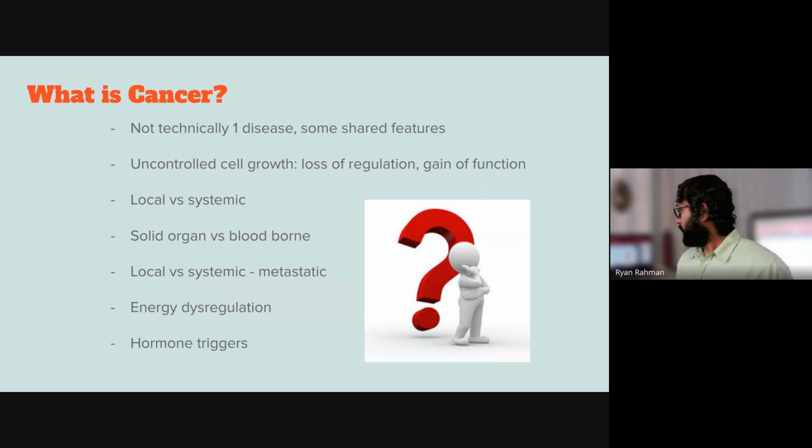So what is cancer? We call it one disease, but really it's not one disease. Cancer has a lot of shared features, and so we lump it all together in a family called cancer. One of the main features is uncontrolled cell growth. All of our cells are constantly dividing and multiplying, and every organ has some level of cell turnover. Even the theory that the brain has no cell turnover is really not true. Every organ has some amount of cell turnover.